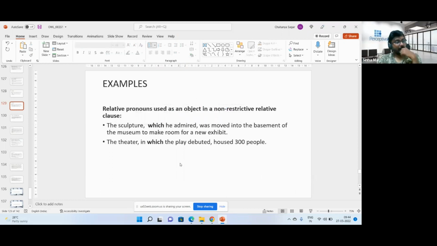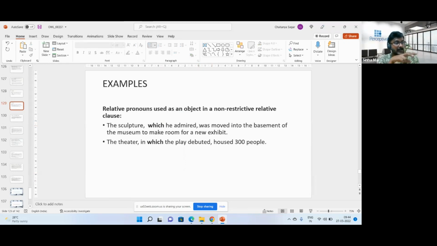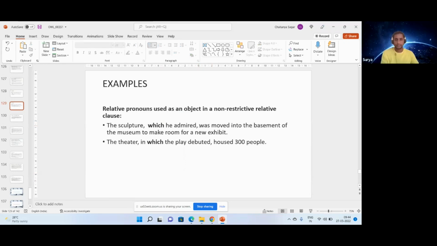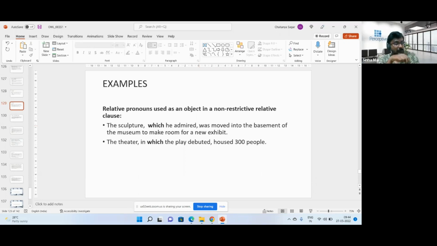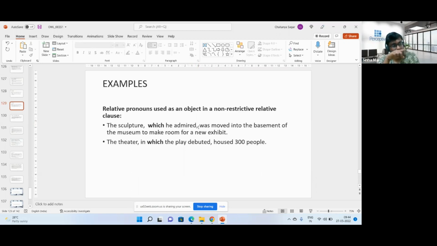Surya: The he is part of the non-restrictive clause, no? The sculpture was moved into the basement, where moved was the verb and sculpture is the subject, right? I didn't get it. Once again, can you please repeat it? So the he is a part of the non-restrictive clause, right? Right. But if you remove that clause, the sculpture was moved into the basement, where moved is the verb and sculpture becomes the subject. So should we check for the subject in the main sentence, or is it okay to look into the non-restrictive relative clause as well?